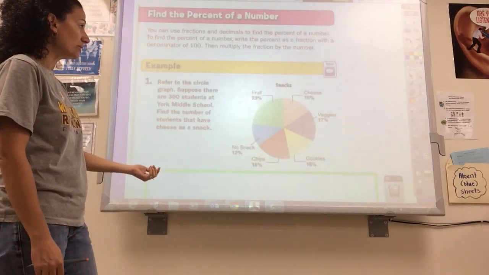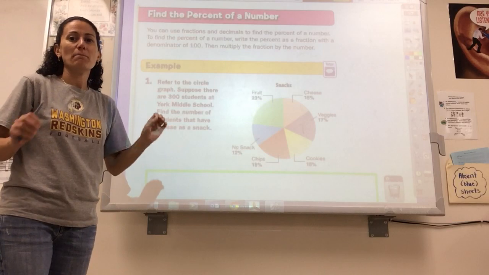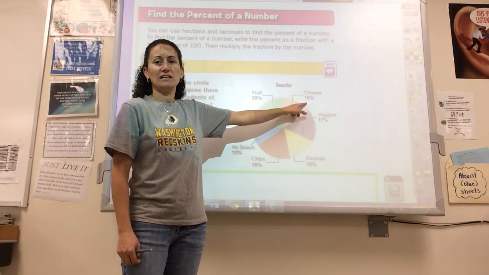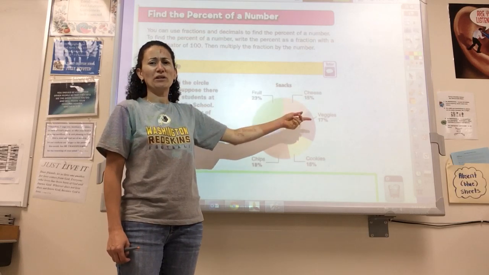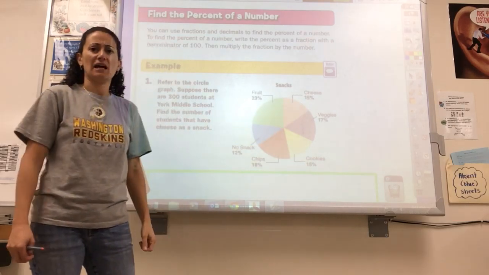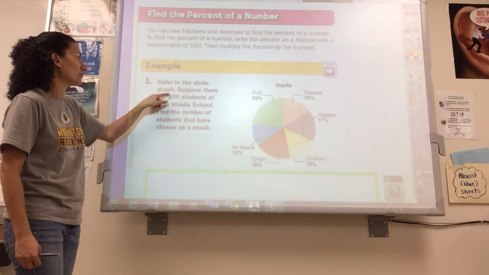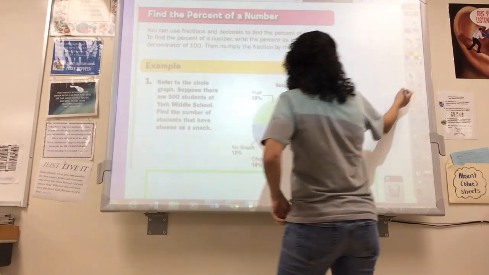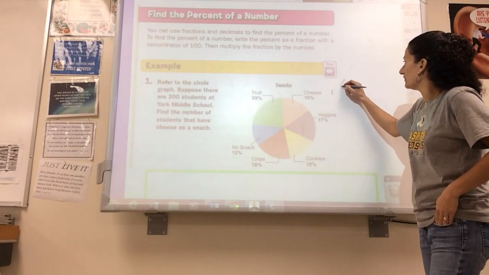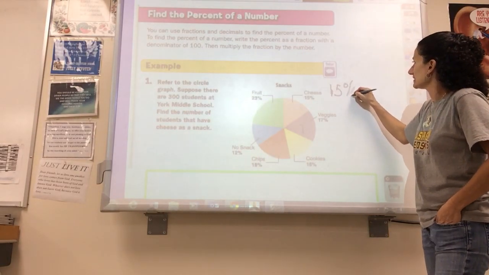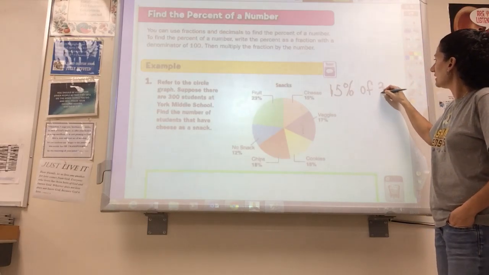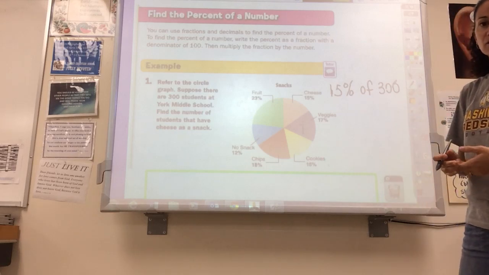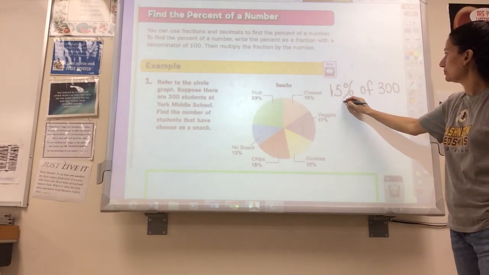So what we're going to do, they're asking us to find how many kids is that. This is the percent of kids that bring cheese as a snack. We want to know exactly how many kids is that. Well, we know that there are 300 students at the whole school. So we're actually being asked to find 15% of 300.